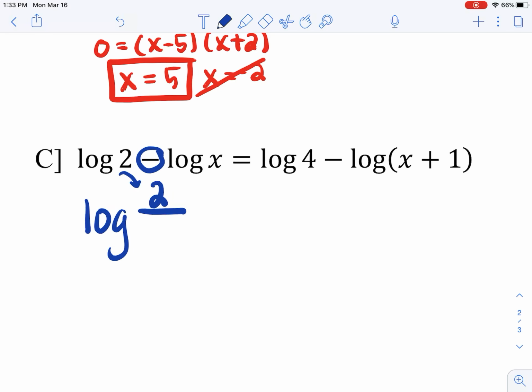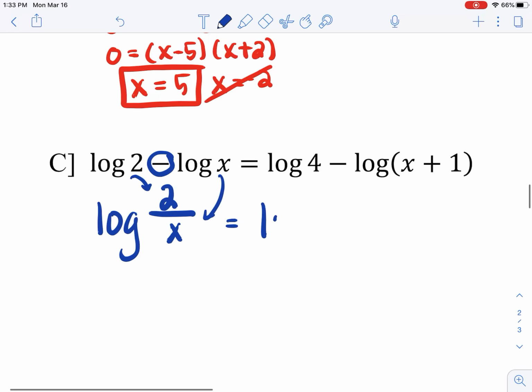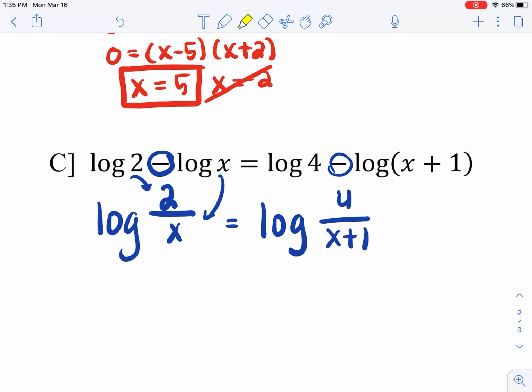My numerator is now a 2 from this 2. My denominator is now an x from that x. Equals. Same thing I can do on this side. I'm going to condense it and make it 1 log. Since it's subtraction, I'm going to divide my arguments. 4 over x plus 1.